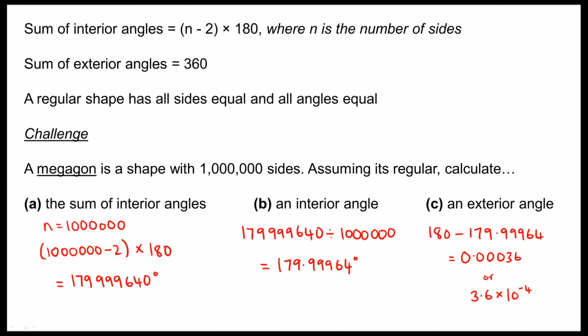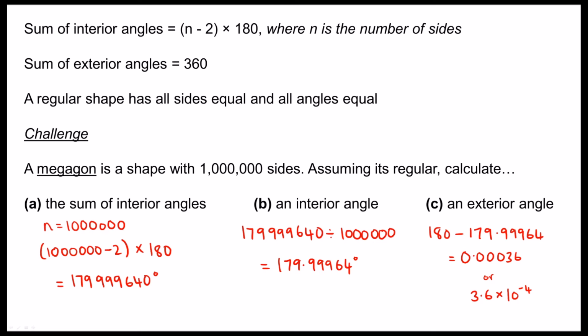Here are the answers. For part A, I've said that n is equal to 1,000,000 because that's the number of sides. So I've then done 1,000,000 take away 2 times by 180, which gives me 179,999,640 degrees for the sum of interior angles. For part B, I then need to divide this answer by 1,000,000, which gives me 179.99964 degrees for one interior angle.